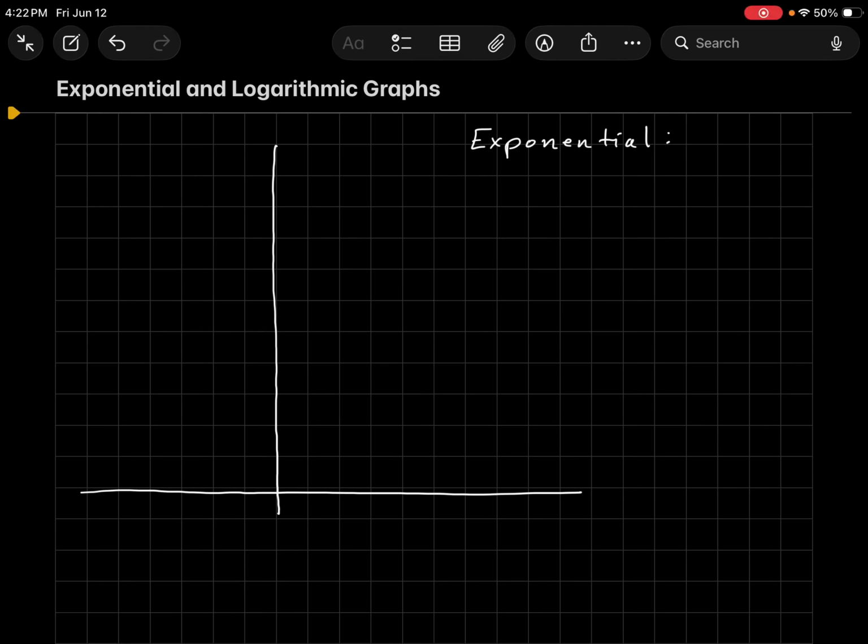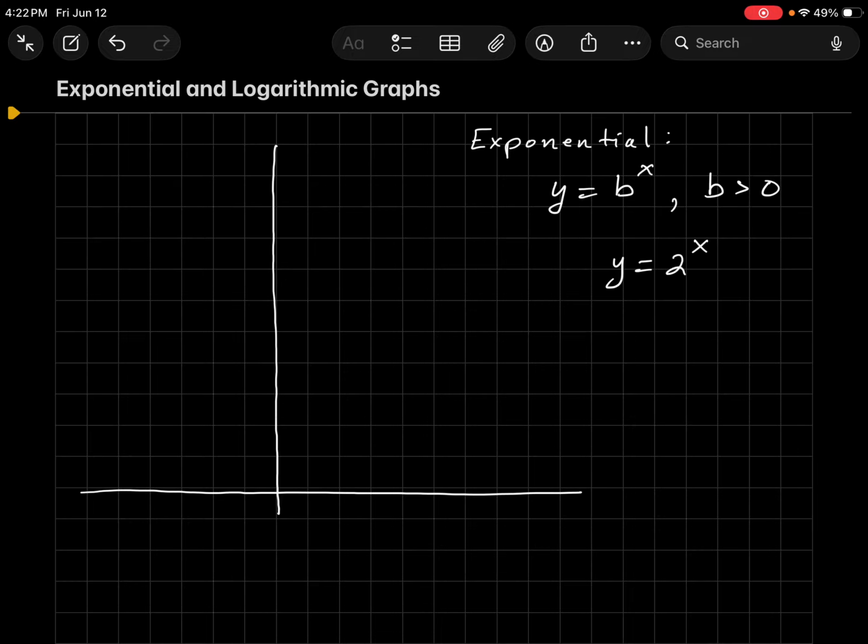Exponential and logarithmic graphs. An exponential function is of the form y equals b to the x, where b is a positive real number. For example, let's look at y equals 2 to the x.